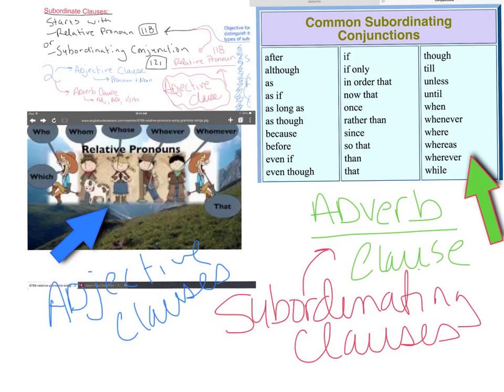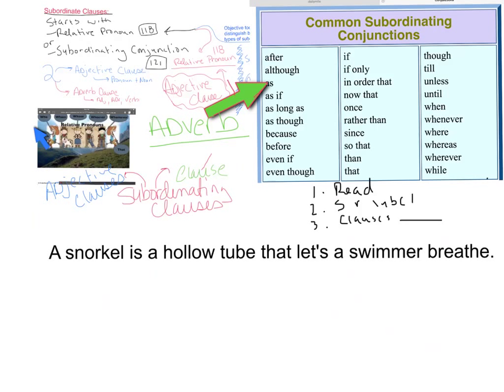So that one's a subordinate clause, and that one's a subordinate clause. So there's a lot of ways to say this. Now let's go and see it in practice. All right, ladies and gentlemen, here we go. Here's your sentence: a snorkel is a hollow tube that lets a swimmer breathe.